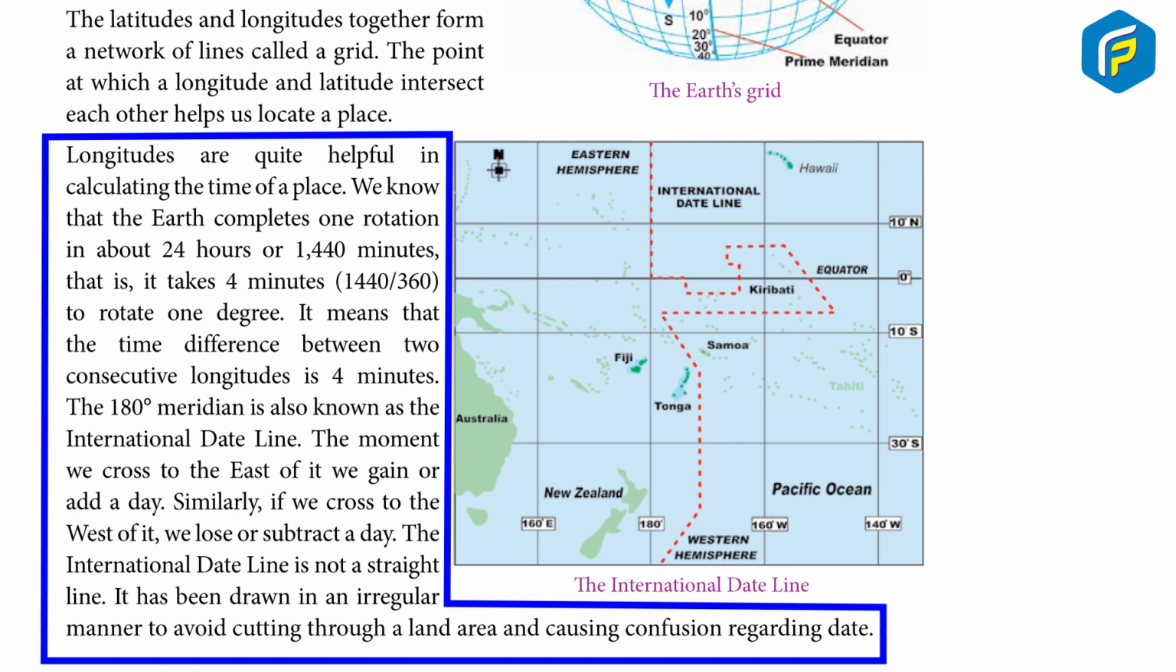It means that the time difference between two consecutive longitudes is 4 minutes. The 180-degree meridian is also known as the International Date Line. The moment we cross to the east, we gain or add a day. Similarly, if we cross to the west of it, we lose or subtract a day. The International Date Line is not a straight line. It has been drawn in an irregular manner to avoid cutting through a land area and causing confusion regarding dates.